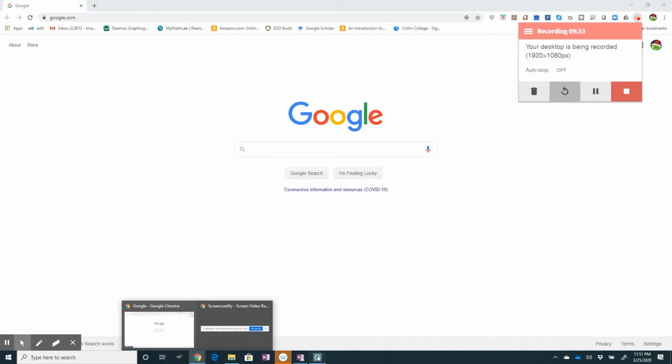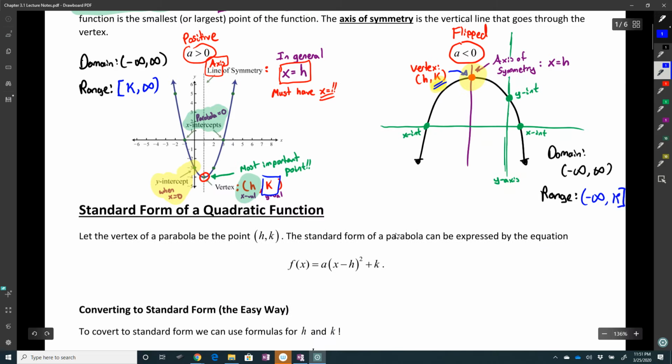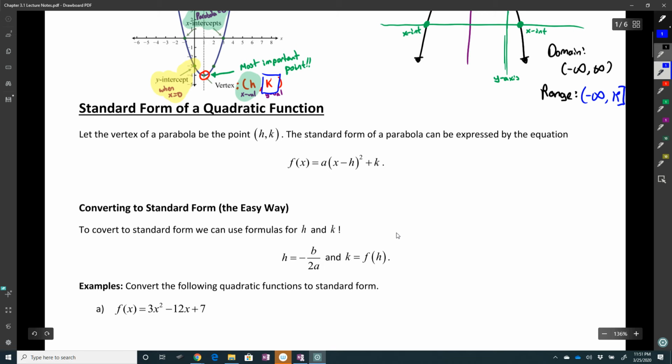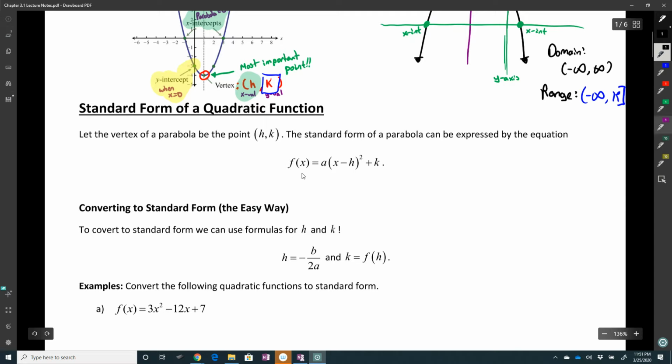So going back to the lecture. So we have the basic anatomy of a parabola. So now let's go into standard form. So it turns out that the expanded form is kind of useless. Yes, it tells us if the parabola points up or down, and it tells us the y-intercept. But the y-intercept isn't the most important point on the graph. The most important point by far is the vertex. And so that's why the standard form is much more important than the expanded form.